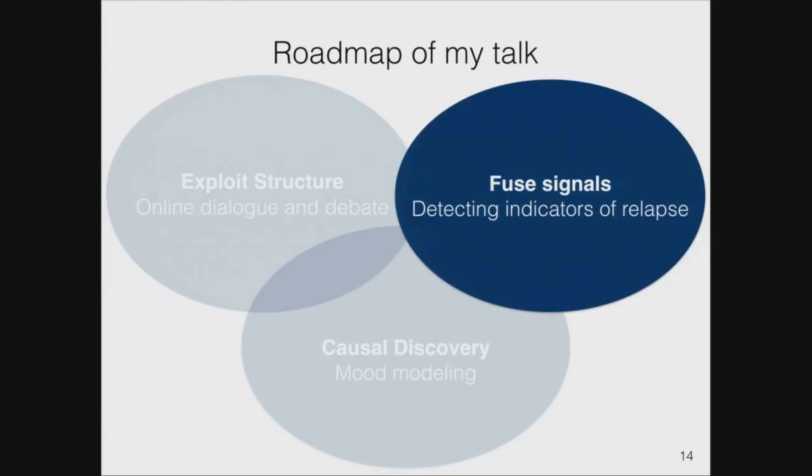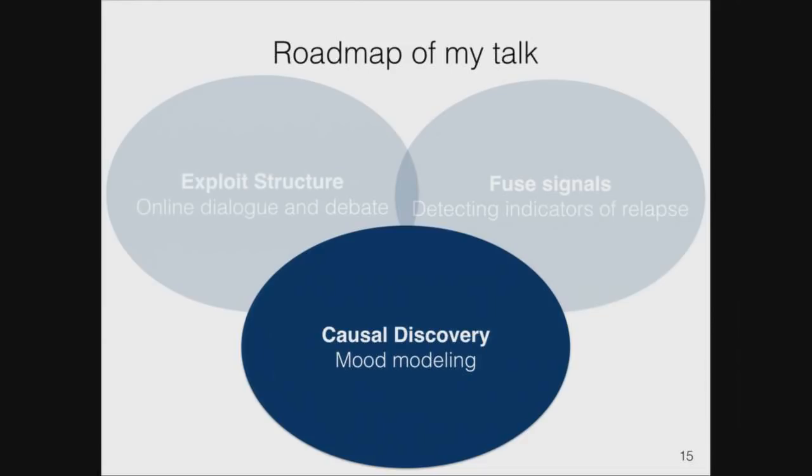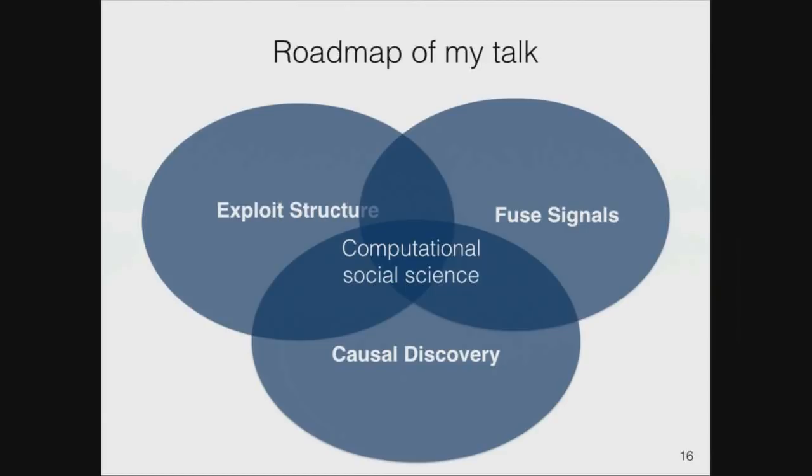The first thing I'm going to talk about is online debate and discussion, and there we'll see patterns and templates for exploiting structure. Then to look at how methods can fuse signals, I'm going to look at detecting indicators of alcoholism relapse from social media. And then lastly, I'll talk about supporting causal inference and discovery from observational data, and we'll look at a use case in mood modeling for this. Like I said, I'll be focusing on individual problems, but these approaches are more broadly applicable across a whole variety of computational social science problems, and we'll see that throughout the talk.